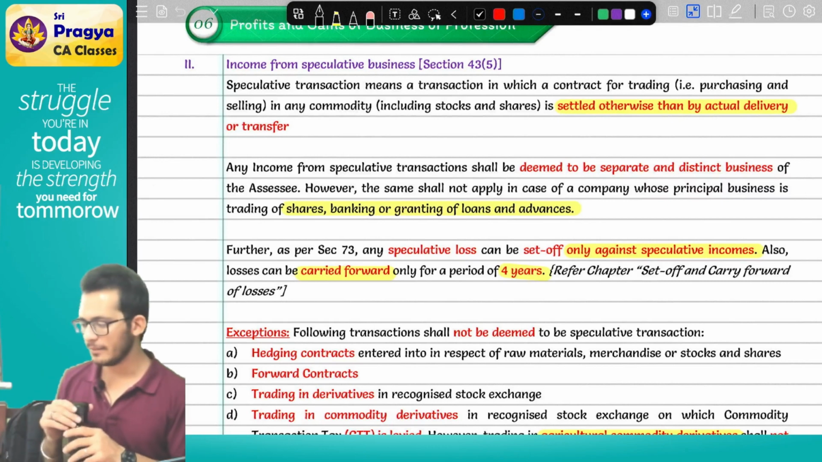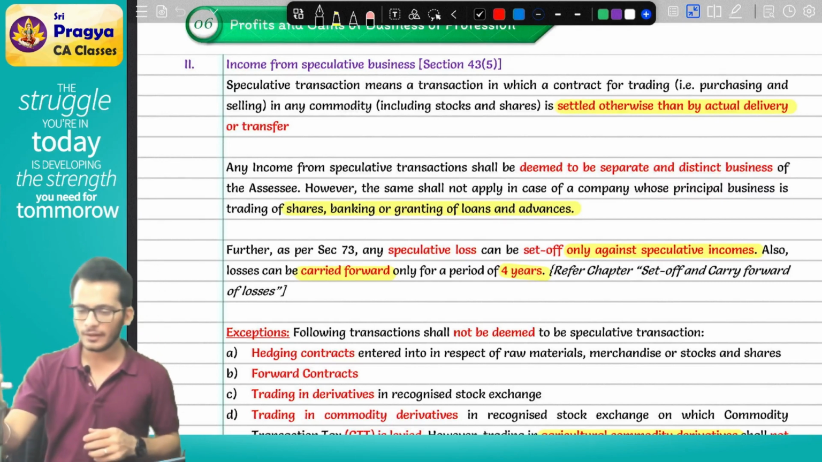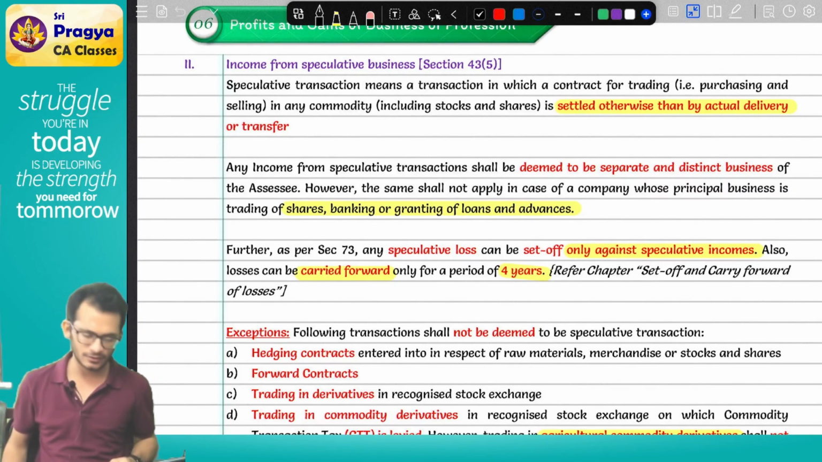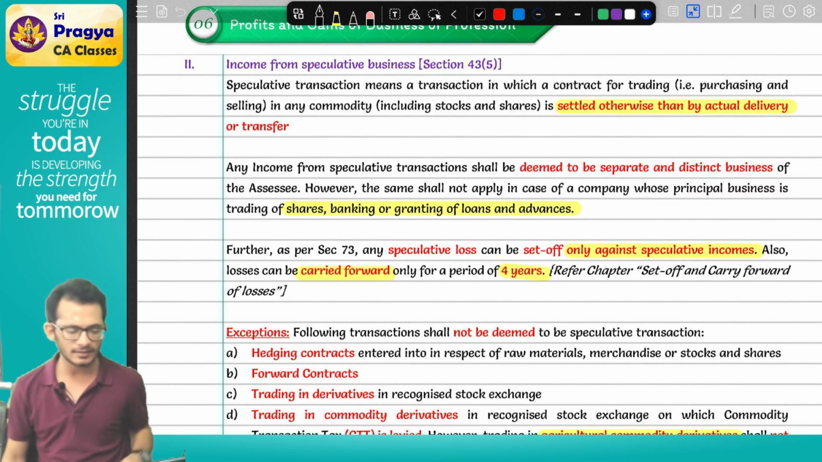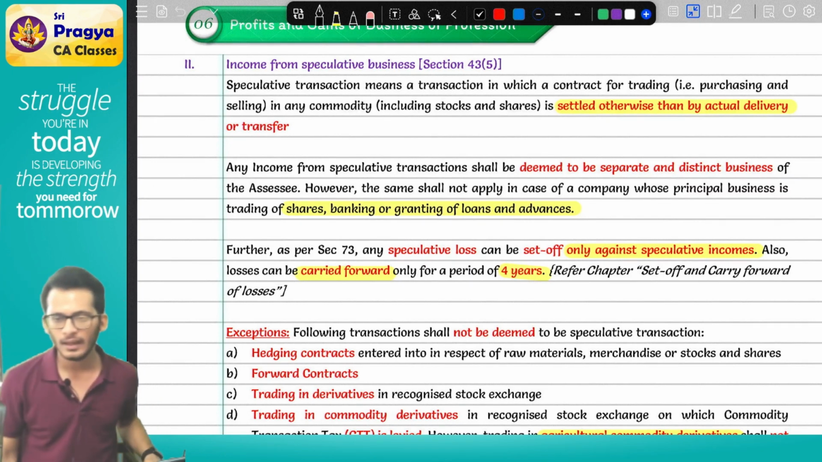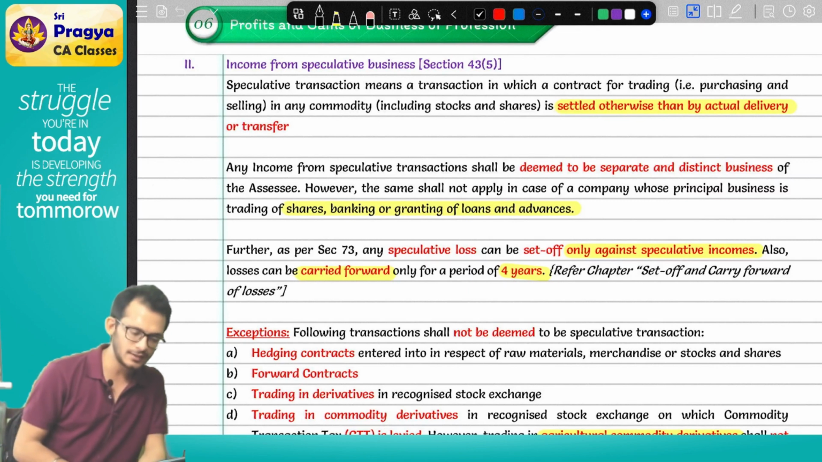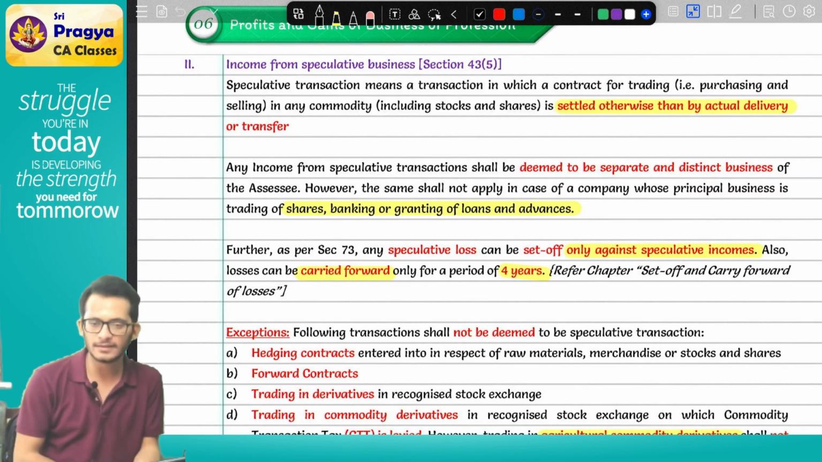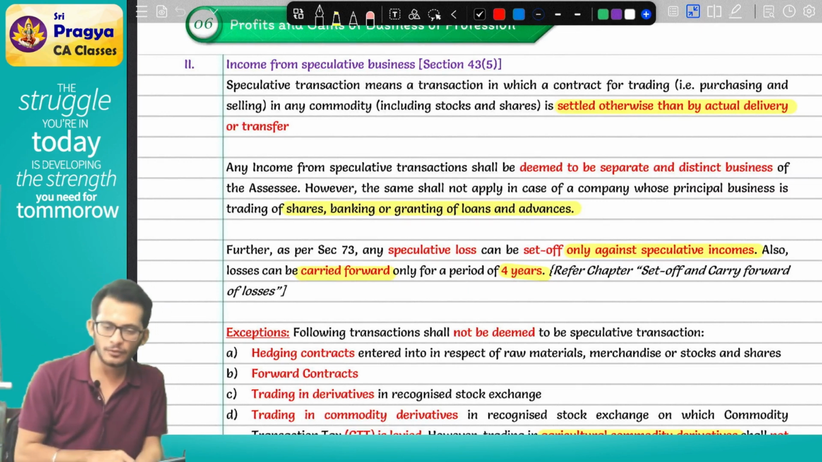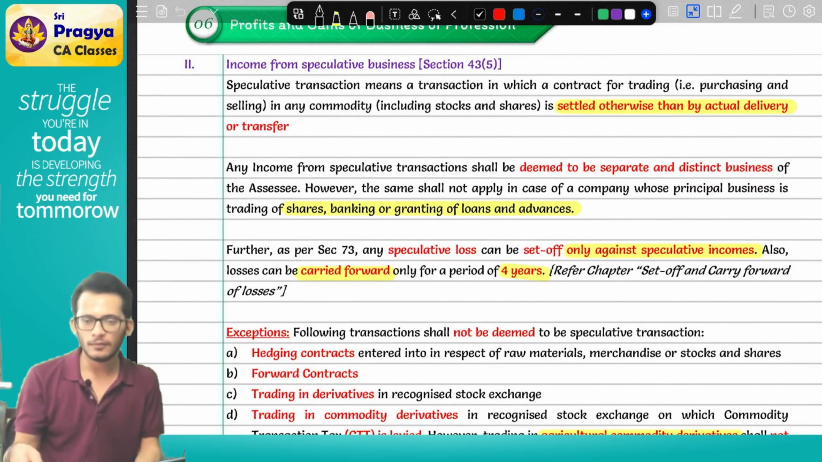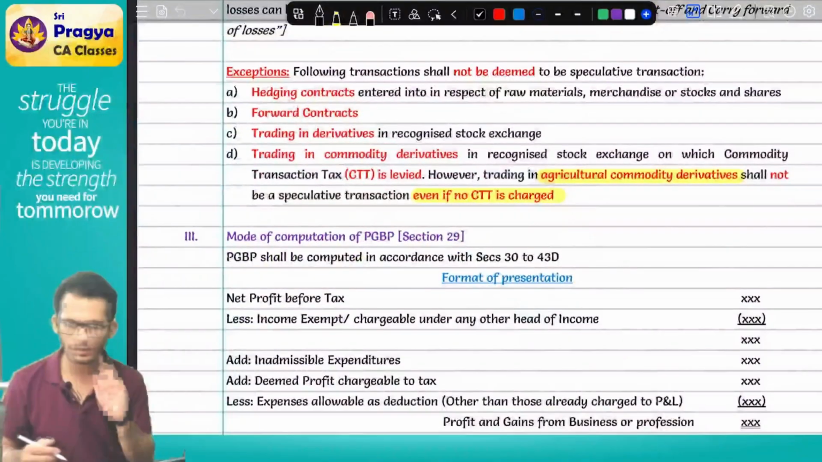We ended the discussion by saying that in PGBP you're also talking about speculative transactions. In case you have any speculative transactions, those will be independently identified, and any losses coming from these speculative transactions will be set off only against speculative income. If you want, you can carry forward for a period of 4 years.